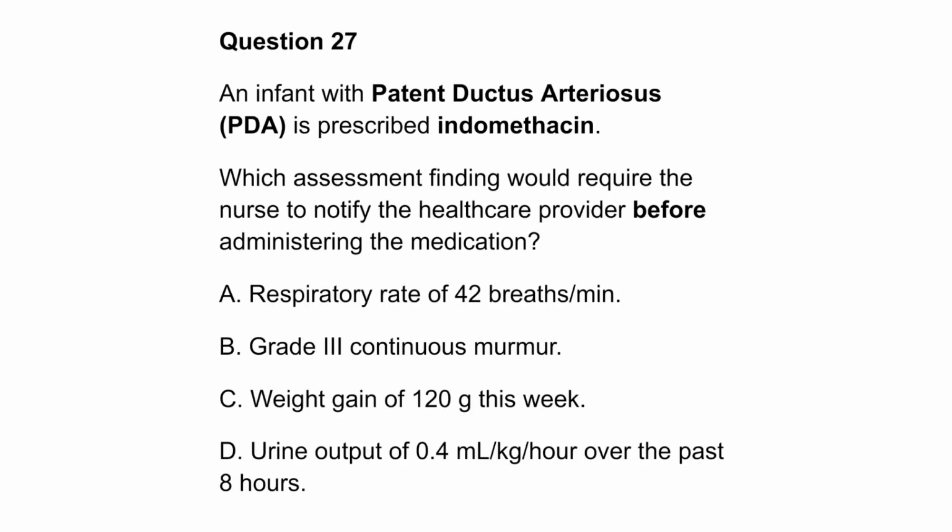Question 27. An infant with patent ductus arteriosus, PDA, is prescribed indomethacin. Which assessment finding would require the nurse to notify the healthcare provider before administering the medication? A. Respiratory rate of 42 breaths/min. B. Grade 3 continuous murmur. C. Weight gain of 120 g this week. D. Urine output of 0.4 milliliters per kilogram per hour over the past 8 hours.